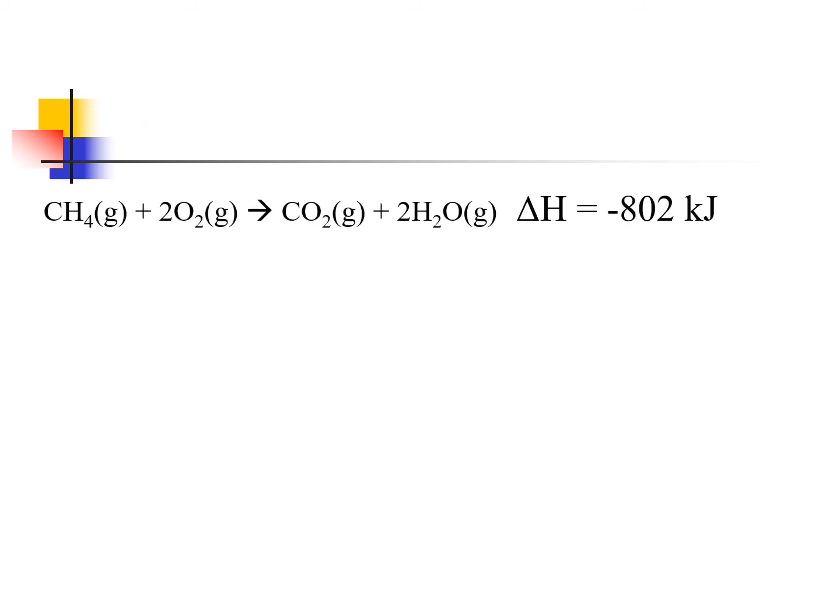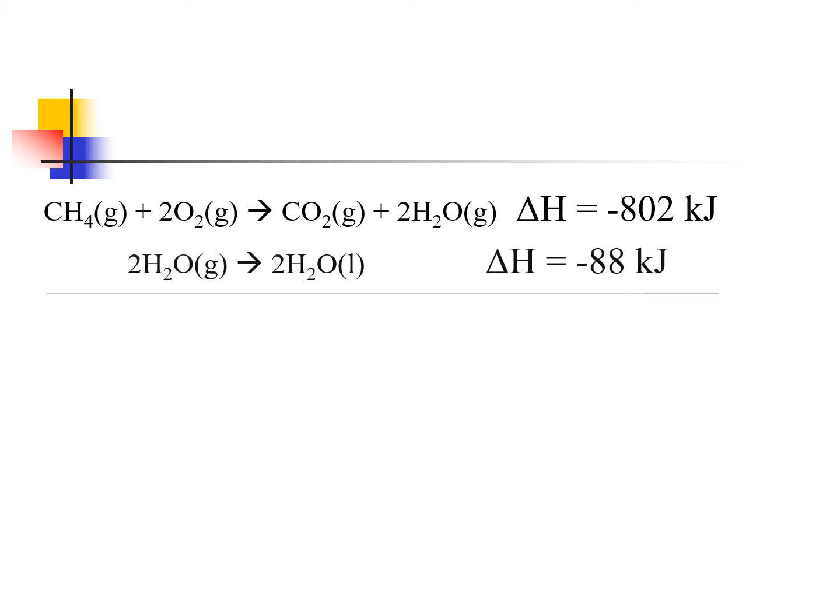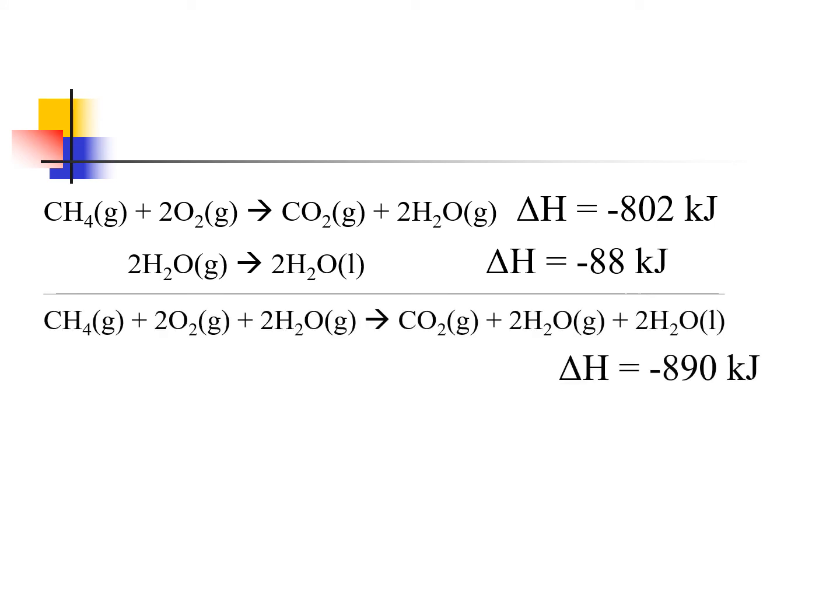would just be the sum of the individuals. So, again, let's say this reaction here, so this gaseous is negative 802 kilojoules. Second one is negative 88 kilojoules. Again, if I add them up, I get what I want. So that means the official heat of reaction for that reaction would be negative 890, because negative 802 plus negative 88 equals negative 890. It's as simple as that.